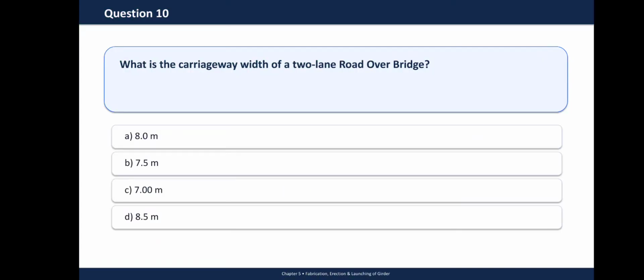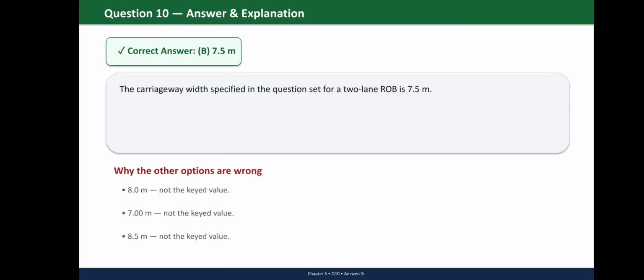Question 10. What is the carriageway width of a two-lane road over bridge? Options. A. 8.0 meters. B. 7.5 meters. C. 7.00 meters. D. 8.5 meters. Correct answer is B. 7.5 meters. Explanation. Standard carriageway width mandated for a two-lane road over bridge is 7.5 meters.